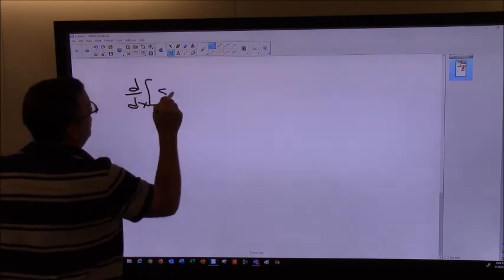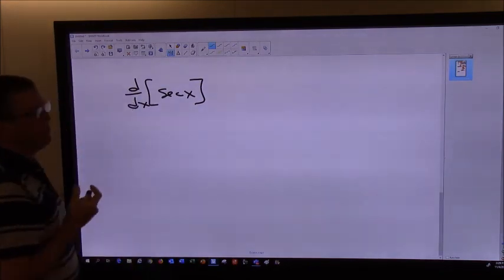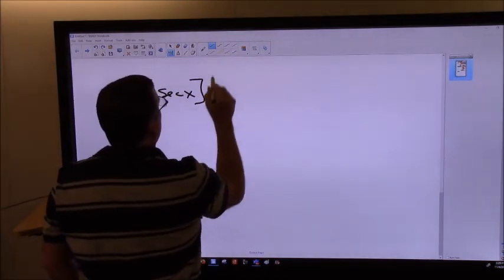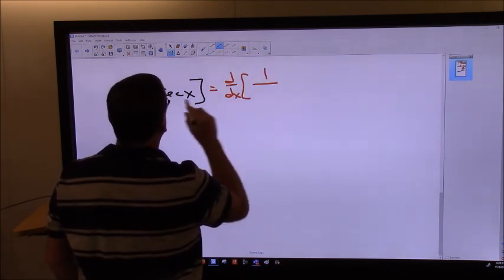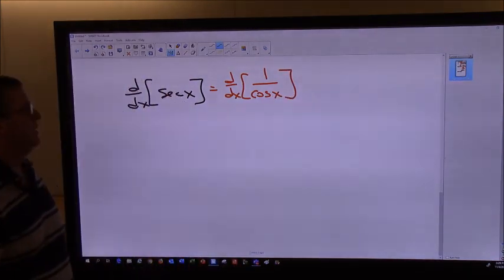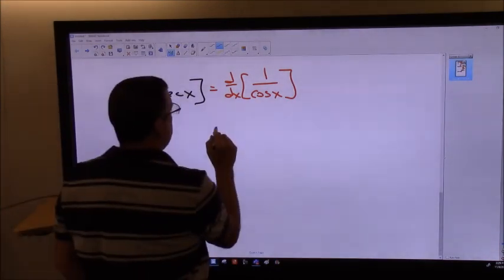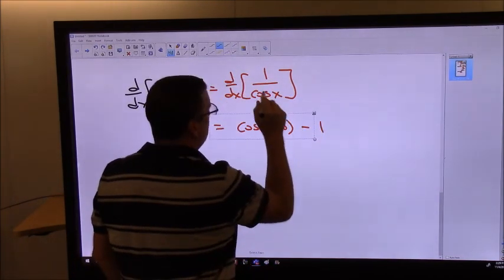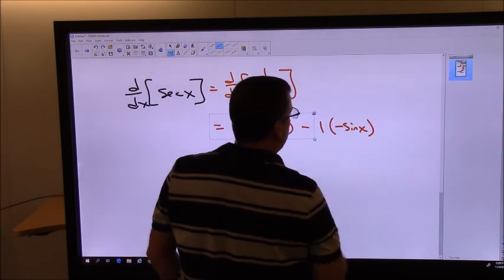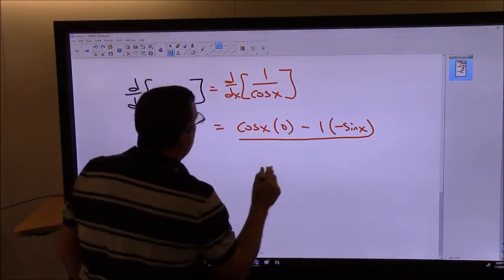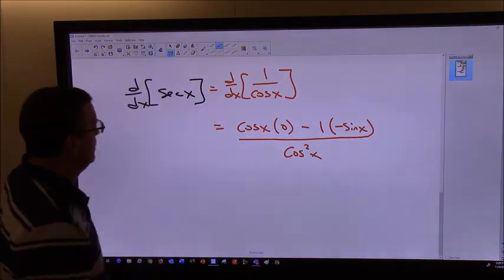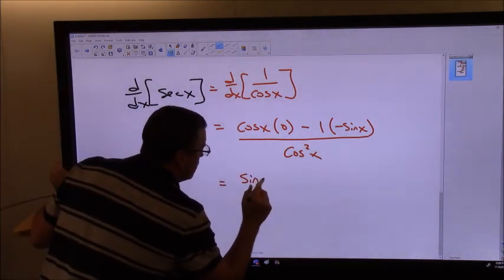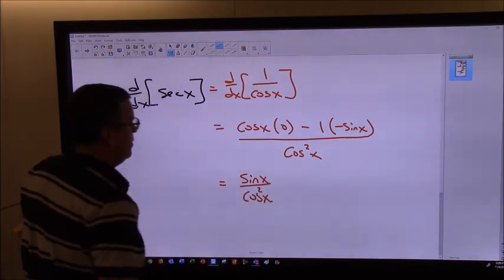Derivative of a secant of x. So I'm still thinking the same way as I did with the tangent. I'm not really sure what to do, so I'm going to change to sines and cosines. So this would equal the derivative of 1 over cosine of x. And then I'm going to do a quotient rule. So this is going to equal low d high less high d low all over low squared will go. So this right here will just equal 0. So what I get is a sine over a cosine squared. Sine x over cosine x squared.